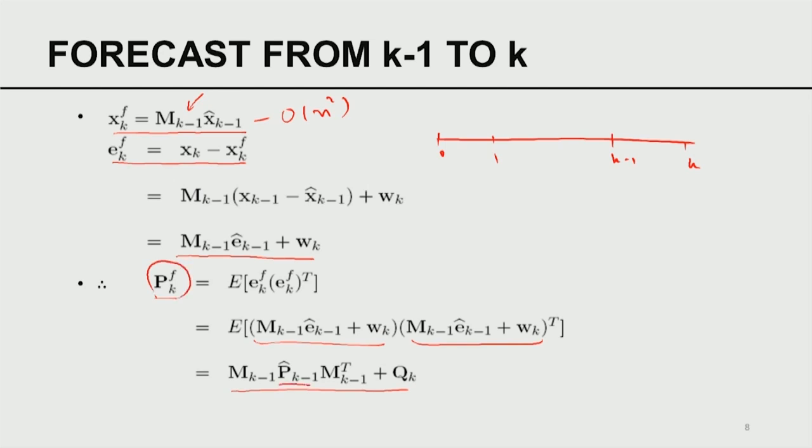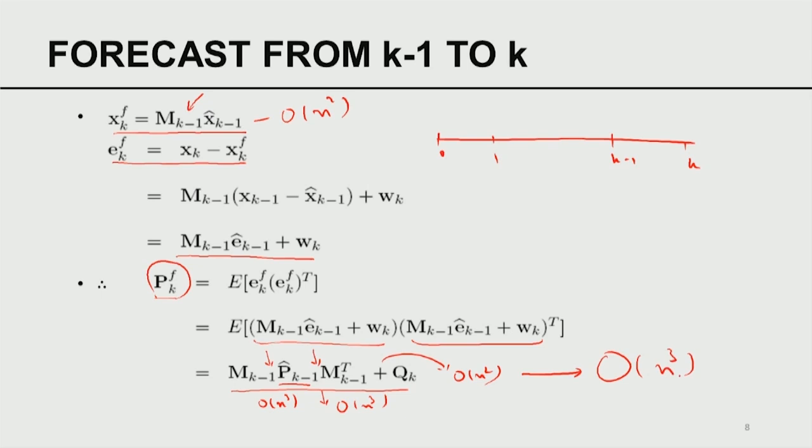Assume P k minus 1 is given. P k minus 1 is an n by n matrix, M is an n by n matrix. So I have to do one matrix multiplication, another matrix multiplication. Each matrix multiplication is going to cost me O of n cube. Then I have to add two matrices, that is going to cost me O of n square. So which is the most expensive part in the Kalman filter equation? It is not the forecast, it is updating the forecast error covariance, which is of the order of n cube.